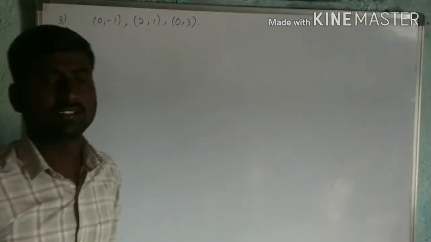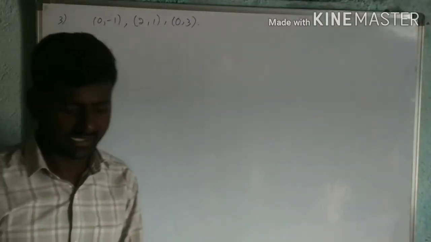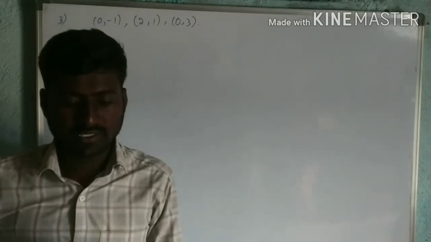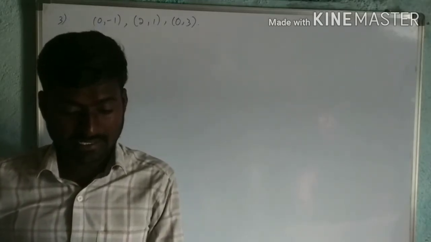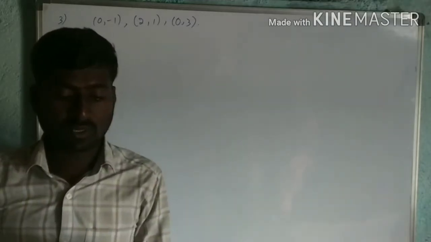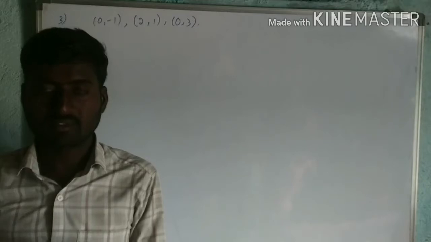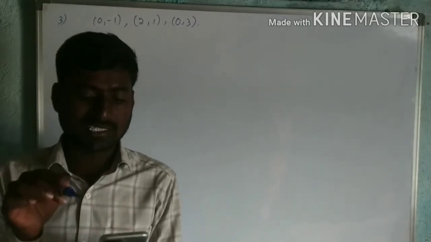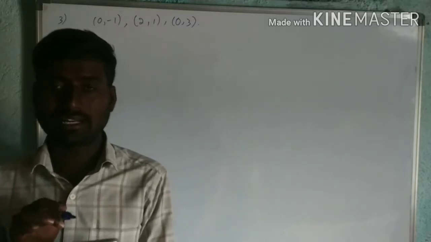Now let us discuss the third main. The question is, find the area of the triangle formed by joining the midpoints of the sides of the triangle whose vertices are (0, -1), (2, 1) and (0, 3). This is one part. Another part is also there. Find the ratio of this area to the area of the given triangle.